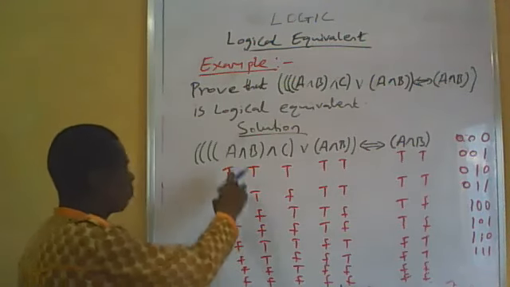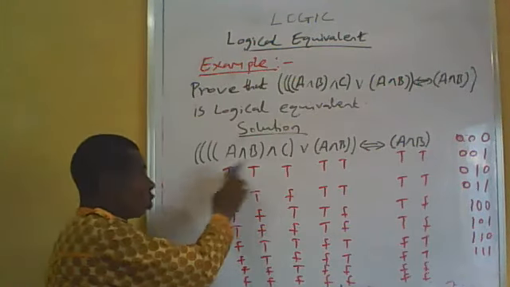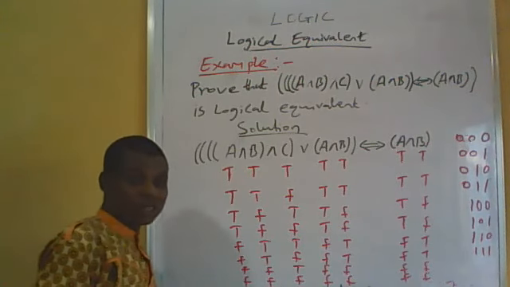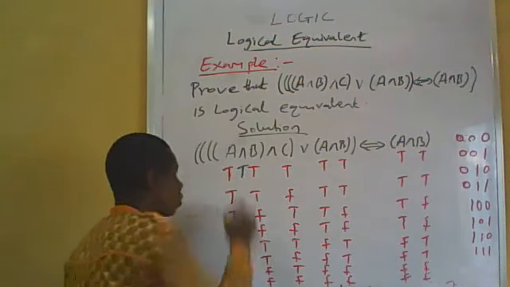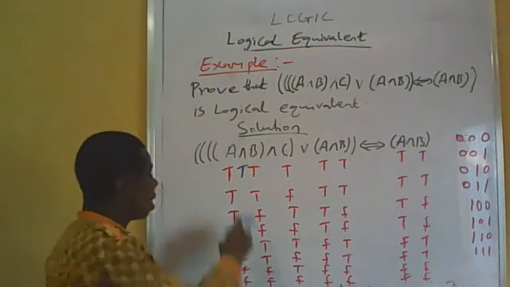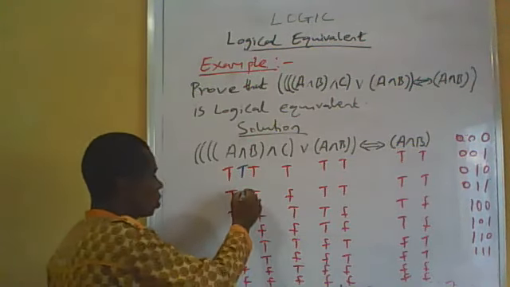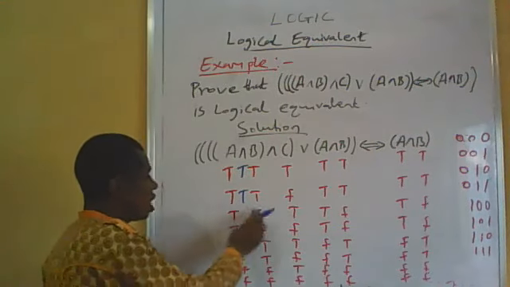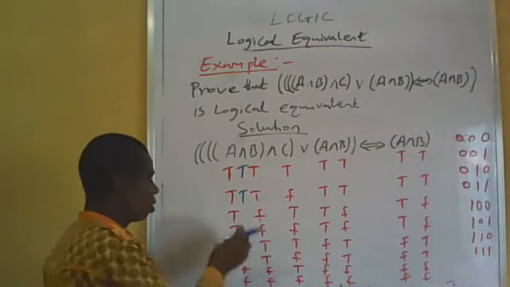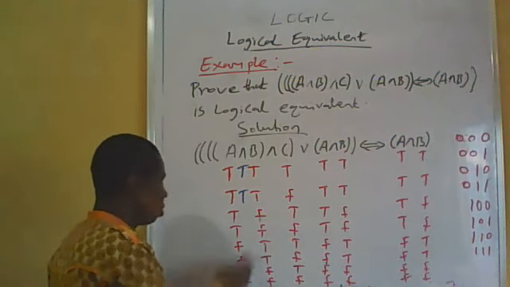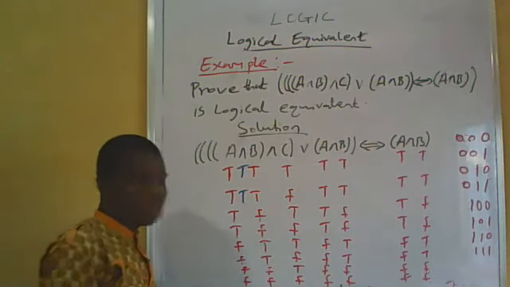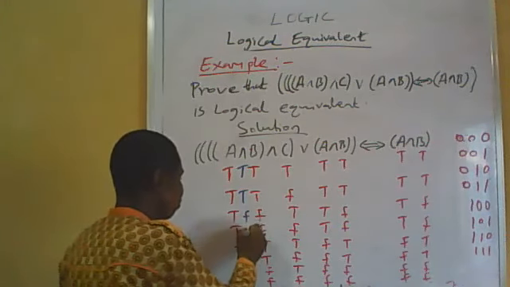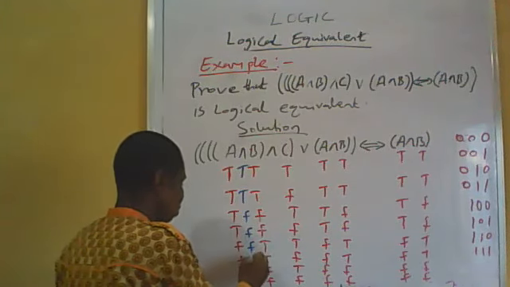That means here you have T. The two conjuncts are T. That means it is T. The relation is T. Here we have T, T, and also C. Here we have T, F, no; F, T, no; F, T, no; F, F, no; F, F, no. So the rest they are F. So here is F, F, F, F, F, F.